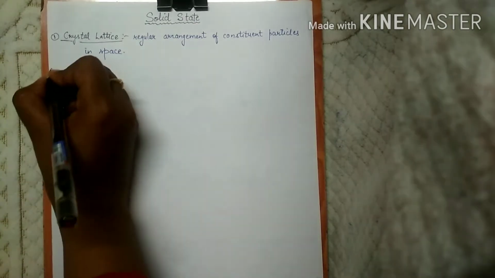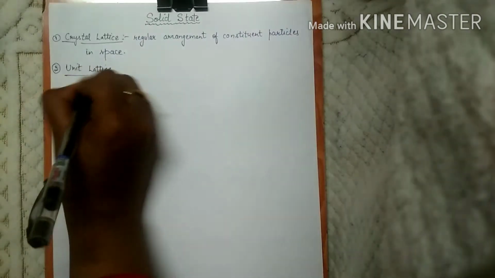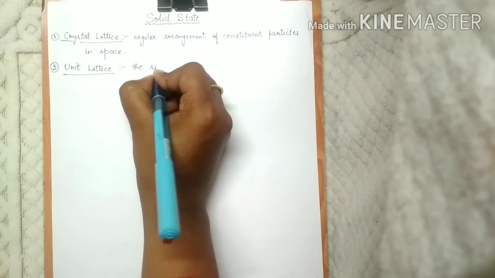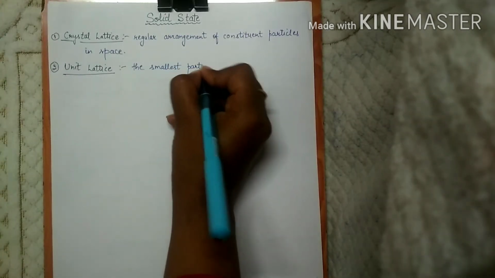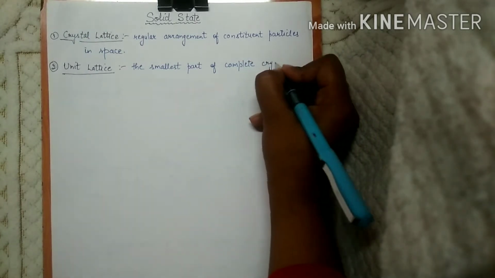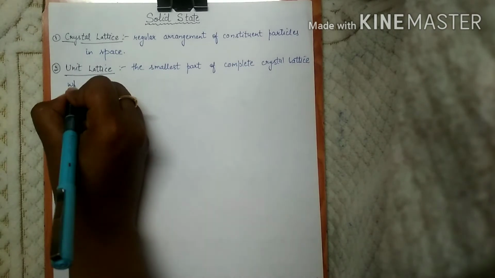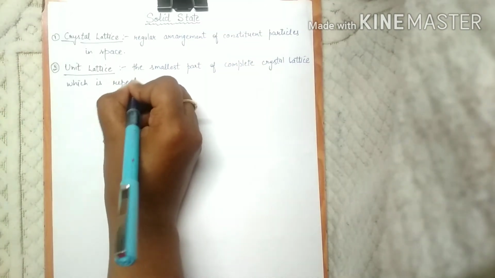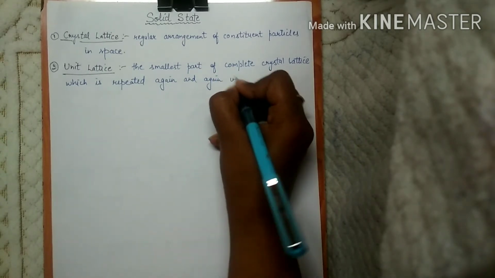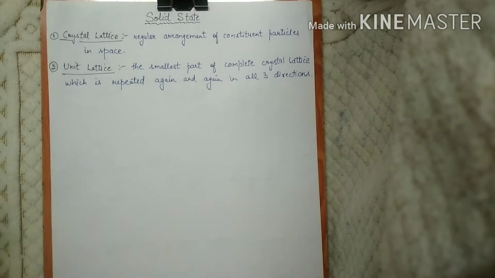So the second term is unit lattice. It is the smallest part of complete crystal lattice which is repeated again and again in all three directions. So this is your unit lattice.